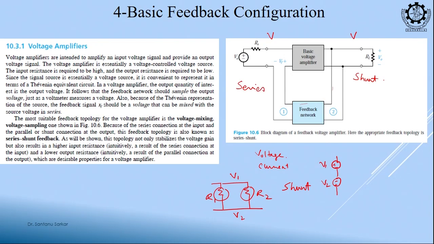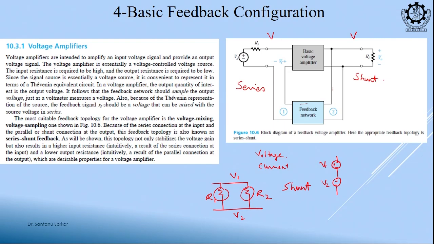Think again: voltage amplifier, input side voltage, output side voltage. From the output I want to take a portion of the voltage, right. So, how can we do that? Shunt. So, output side is shunt, and at the input side I want to subtract or add depending on my configuration. This is a negative feedback, I am subtracting. How can we do that? Connection should be series. Okay.